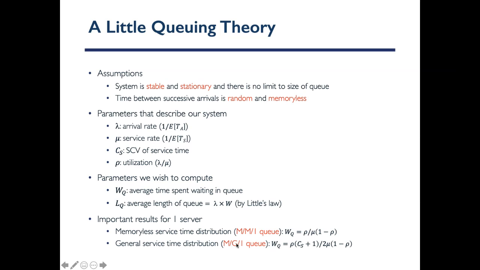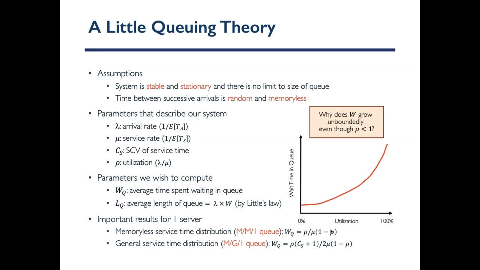So if you have memory-less distribution and you want to use this formula, if you remember, C of a memory-less variable was 1. So then it becomes rho times (1 plus 1), that is 2, divided by 2 mu times (1 minus rho). And then you can just cancel out these two, and you get the same formula you got with M/M/1. So this M/G/1 formula will reduce to the M/M/1 formula if the distribution is memoryless, obviously.